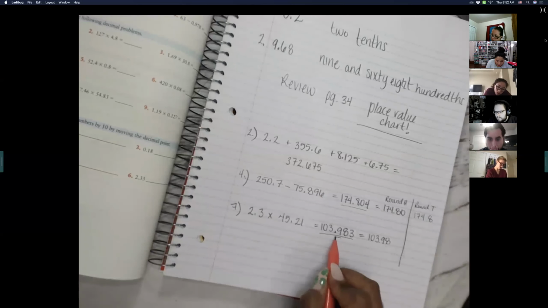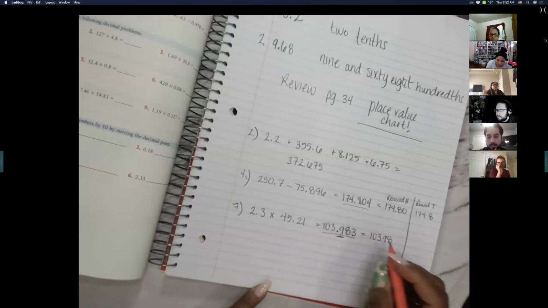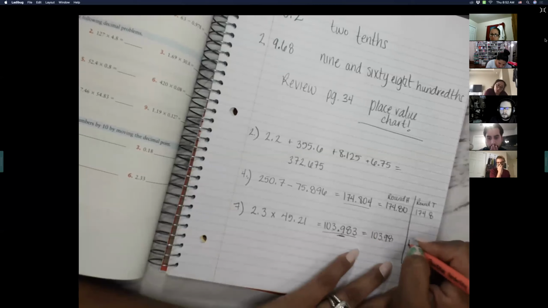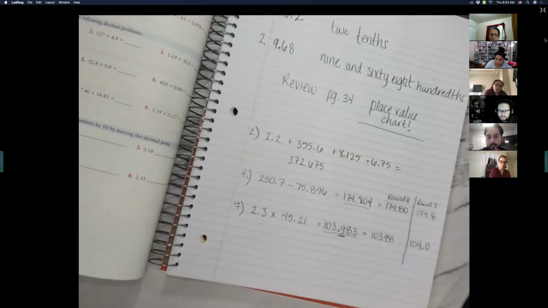I'm focusing on my tenths place. If the number behind it is 5 or greater, I have to round this up. When I round this up, it makes it go into a 10, right? So this becomes a 0, and I add the 1 to the ones place. So this forces everything to get bigger. So when I round to the tenths place, I actually get 104. Does that make sense to everybody? Yes. Okay.